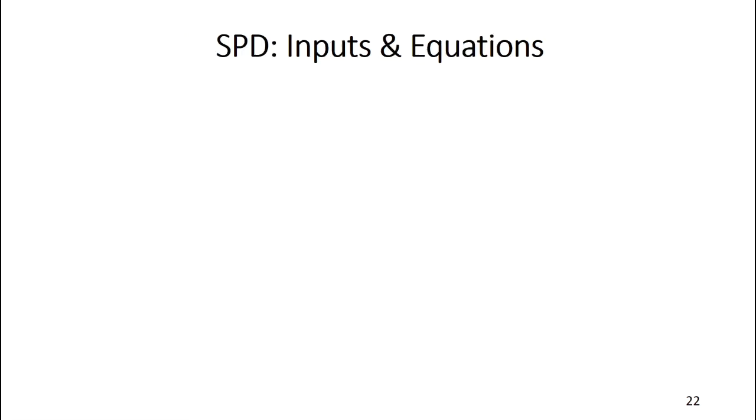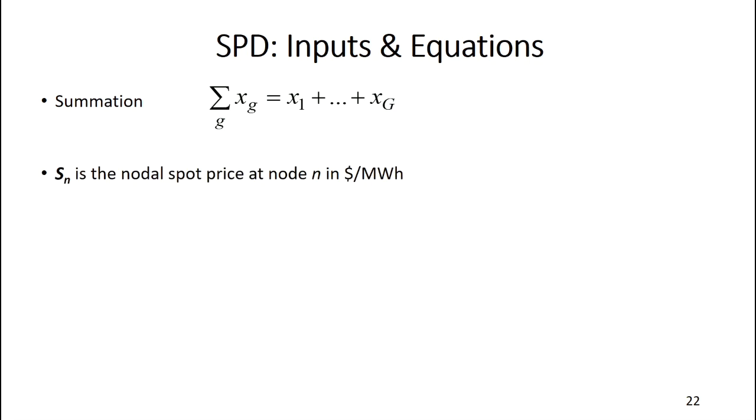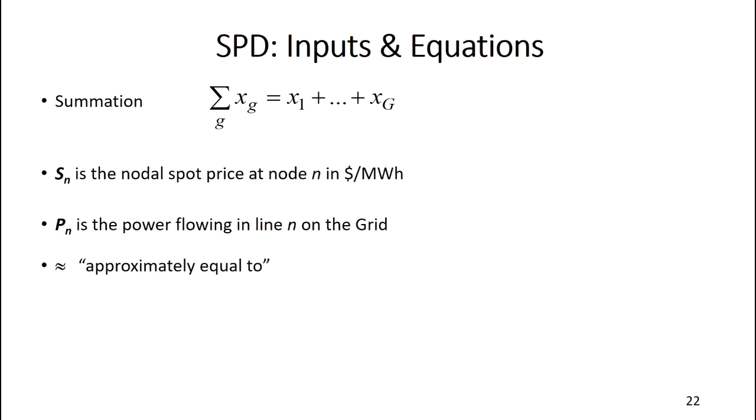Now, finally, we'll just briefly mention some terminology that we'll use during the day. So the summation sign, sigma, for some variable x over g is simply equal to all the instances of that variable. We won't be using that summation very often, really in just a couple of slides. We'll use S_n for the nodal spot price at node n in dollars per megawatt hour, and P_n as the power flowing in line n on the grid. Squiggly equals means approximately equal to.